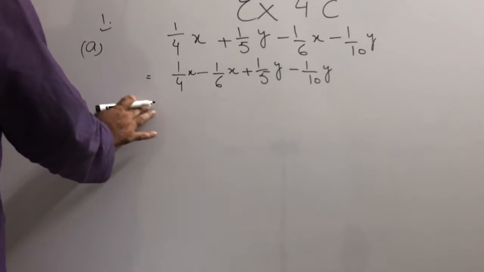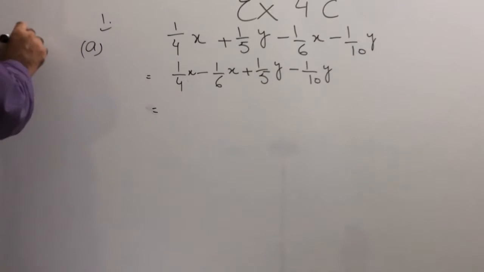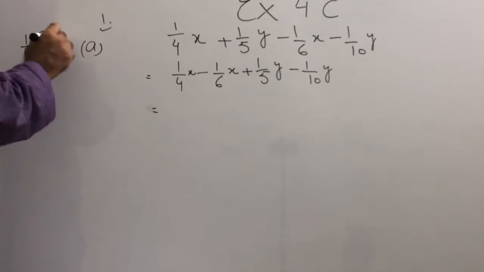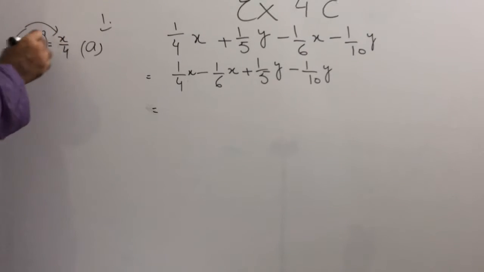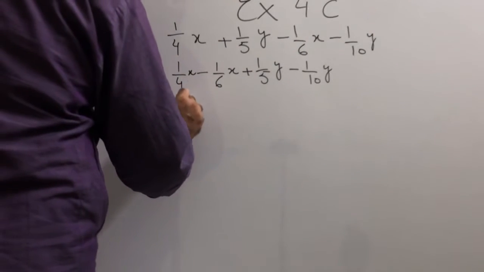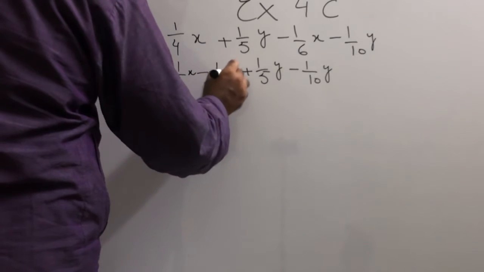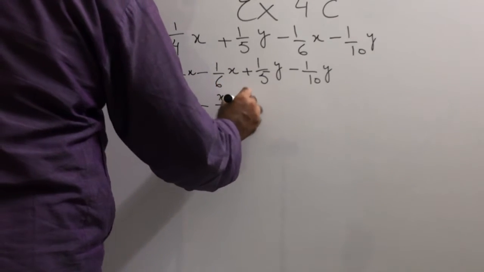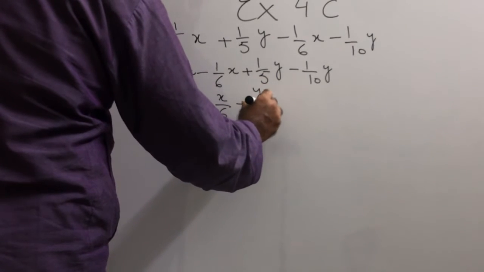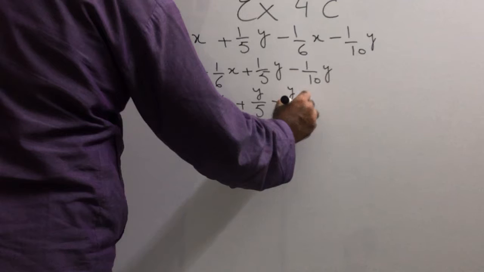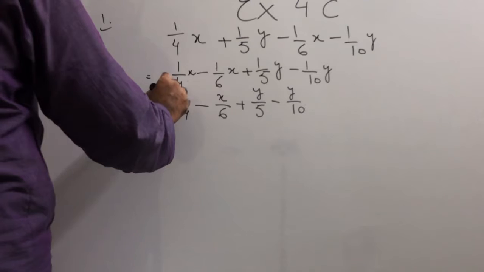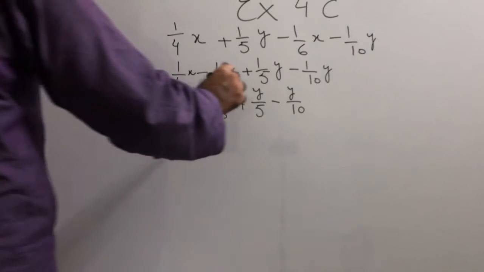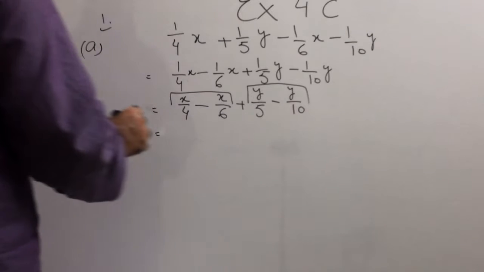The second step is that this 1 over 4x means x will be multiplied with 1, it becomes x over 4. So we can write it like this: x over 4 minus 1 into x is x over 6 plus y over 5 minus y over 10. Now we'll be solving this separately and this separately.